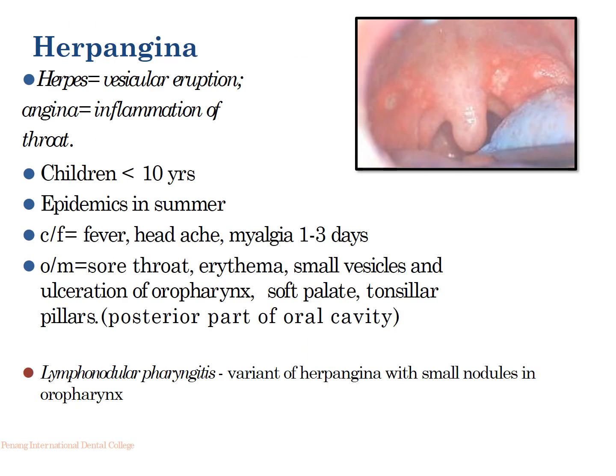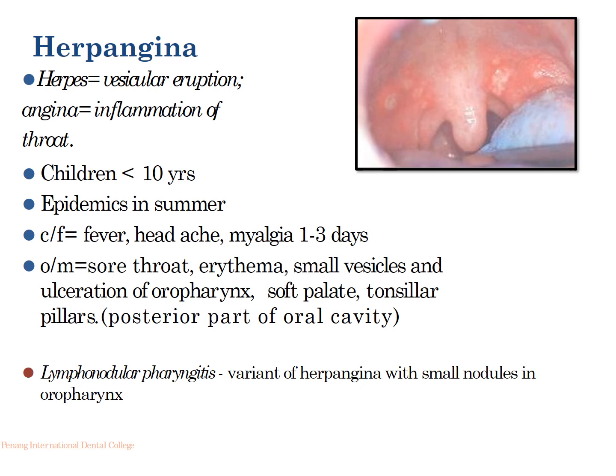Herpangina is also caused by Coxsackie virus infection. It is derived from the terms herpes and angina, which means vesicular eruptions as well as inflammation of the throat. Generally seen in children below 10 years of age, the epidemics occur in summer.